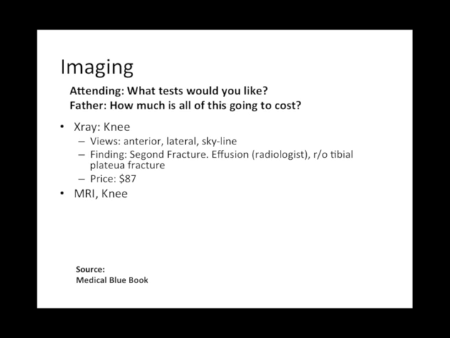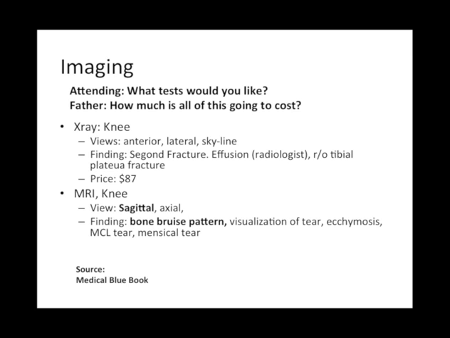And the views you're going to get with that are sagittal and axial. The pathognomonic finding is actually what's called a bone bruise pattern. This is thought to occur when the posterior of the tibia makes contact with the anterior of the femur. It only happens in an ACL deficient knee, and that's classic.